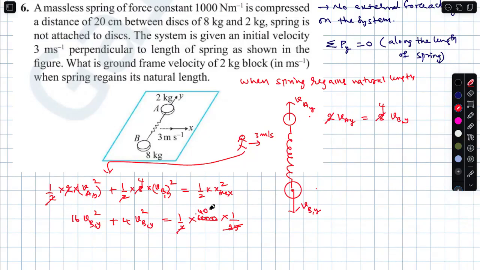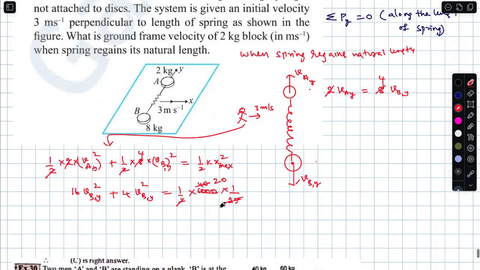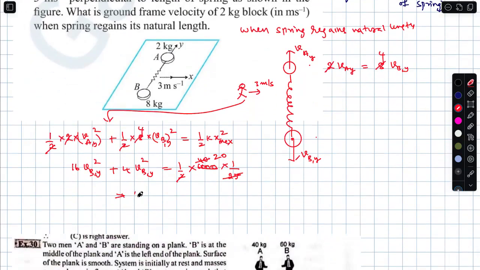40, 20, which clearly implies VBY is equal to 1. If VBY is equal to 1, VAY is equal to 4. But this is not the answer.